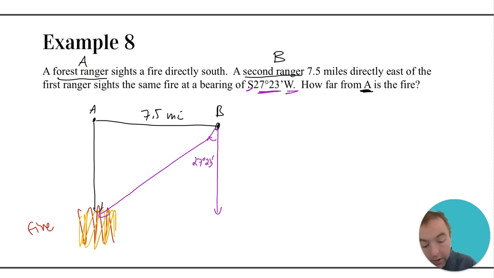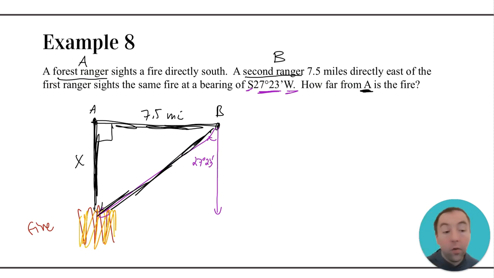So we want to try to figure out how far away A is from the fire. So we want to try to figure out this distance X right here, how far that first ranger is from the fire. So it'd probably be advantageous for us then to use this triangle that we have right here, because we know that this angle right here would be a 90-degree angle, because that's the amount of angle measure we have between south and east, of course, right?